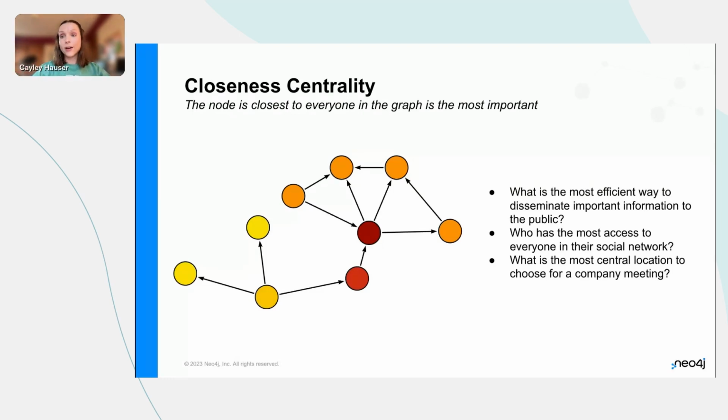Or where's the most central location for all of us to choose for a company meeting if we're a distributed company? These are all closeness questions. So if the most important node in your graph is based on how close it is to other nodes, you may want to explore using closeness centrality to help answer that question.